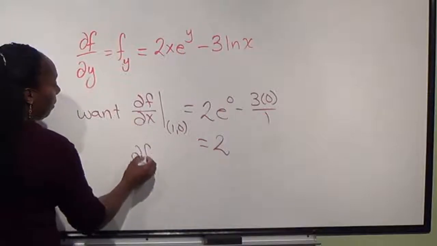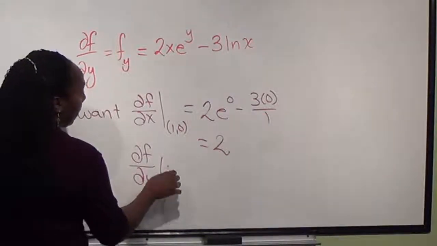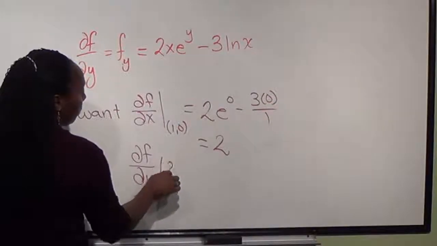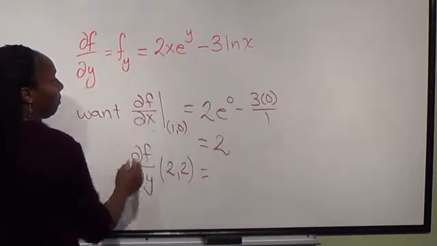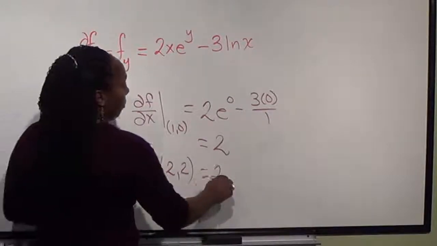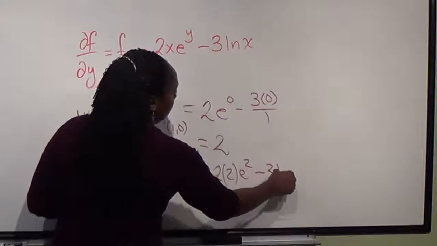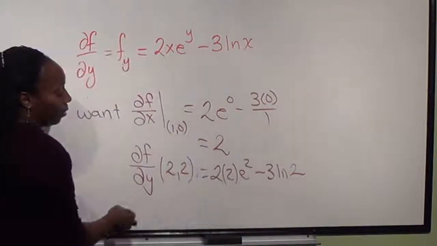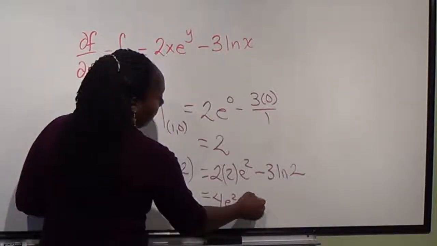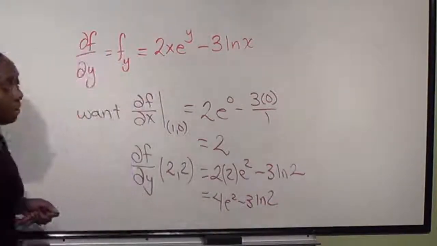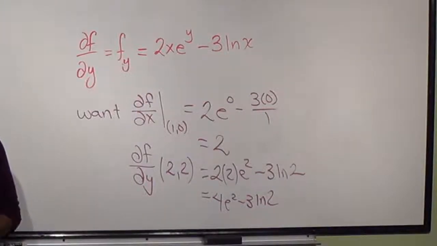Same thing if I want the partial of f with respect to y evaluated at 2, 2. Here again, we can plug in. So we'll get 2 times 2e to the second minus 3 natural log of 2. Evaluating that, we get 4e squared minus 3 ln of 2. Okay. Again, a number, not pretty, but it's still a number.